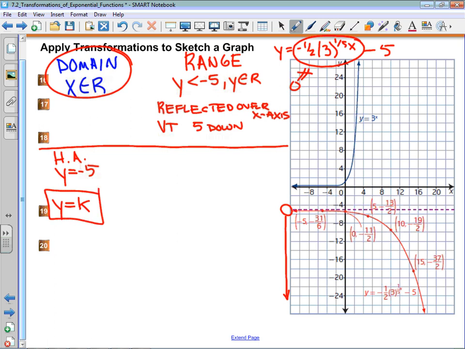And then the last part they want is the intercepts. I'm not going to solve it again. We know that there's no x-intercept. I hope it's pretty clear from the graph that if y is always less than -5, then it's never 0.